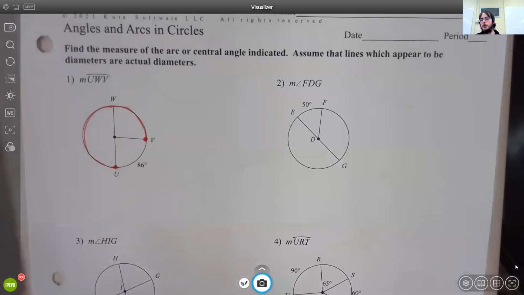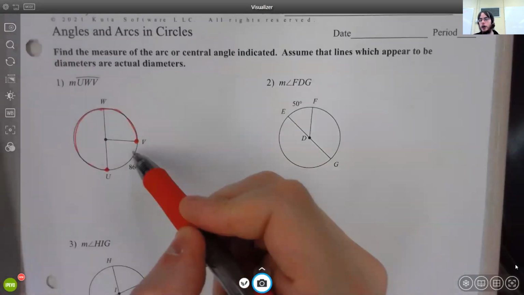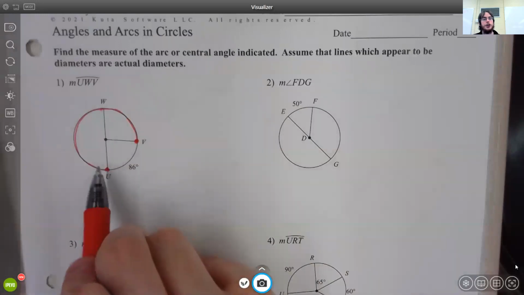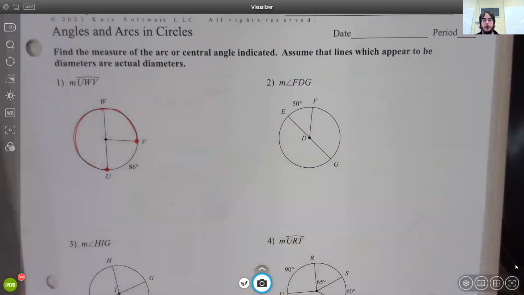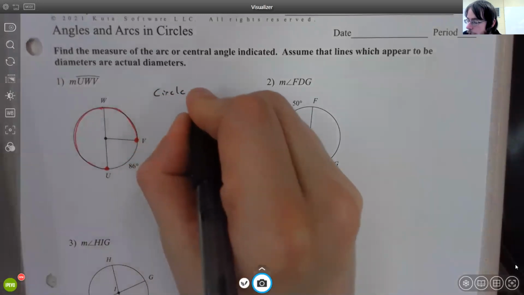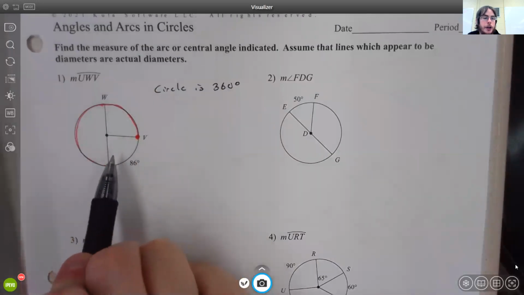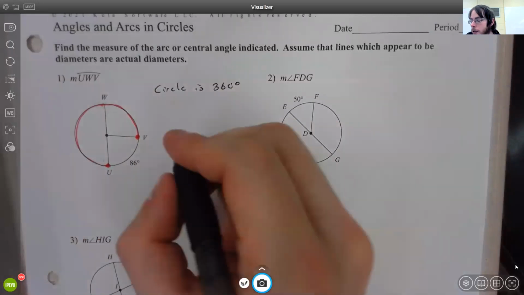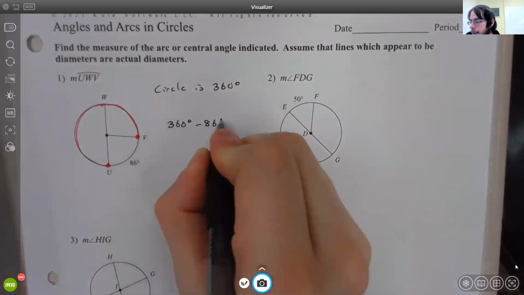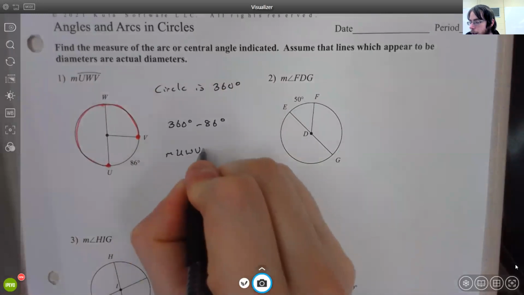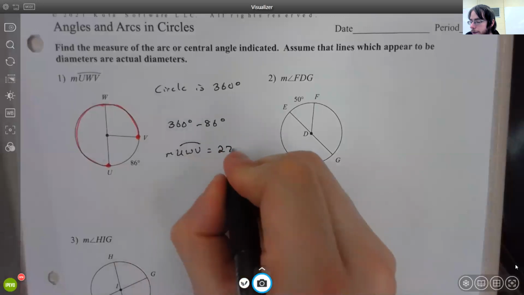Now, you'll also notice that we have arc UV, which is 86 degrees. And if you notice, arc UV and arc UWV make up the entire circle. Well, what do you know about the arc measures or the angle measures in a circle? What do they all add up to? Well, a circle is 360 degrees around. So that means to find the measure of UWV, you know that 86 plus whatever it is is 360. So you take 360 minus 86. So the measure of UWV must be equal to 274.